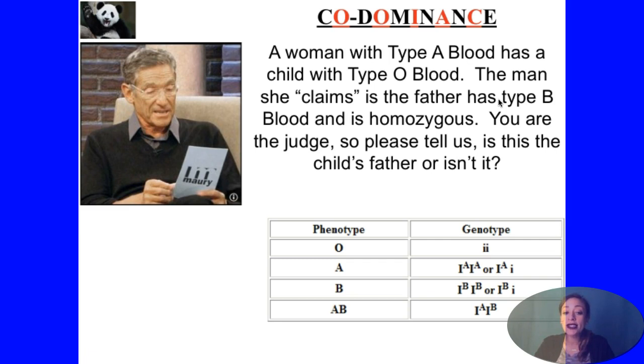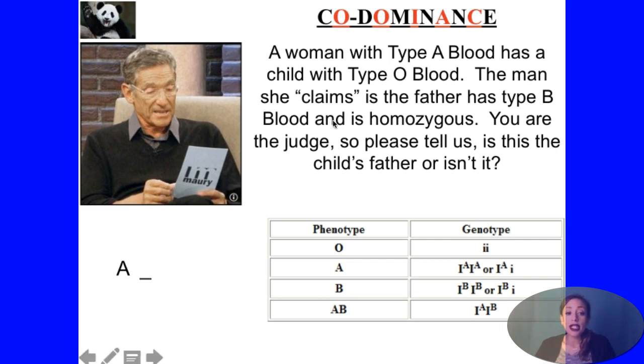So I did give you guys the phenotypes and genotypes right here, so you don't have to write these out. This is going to be the key you would start with though. And you're going to want to first start writing out the different genotypes of each of the parents, and even the child's genotype. You can start writing those out.